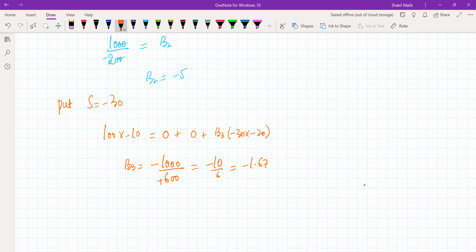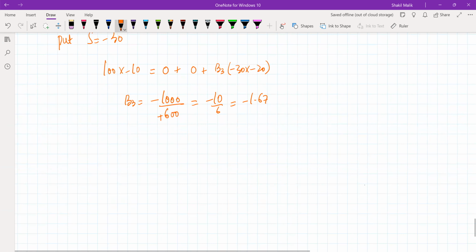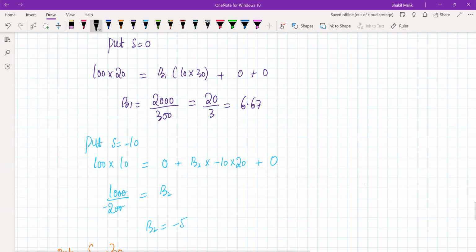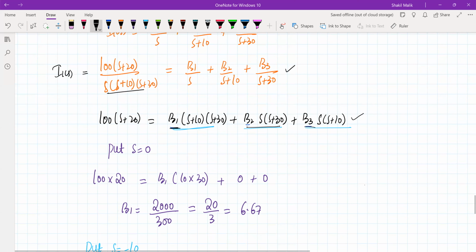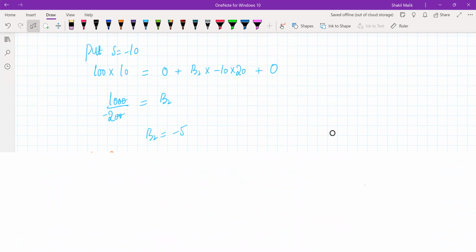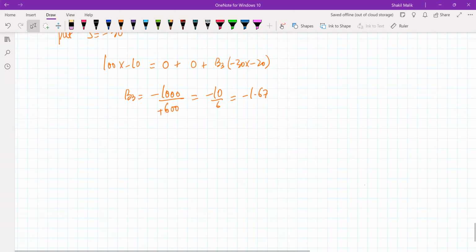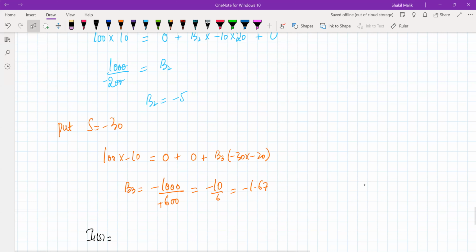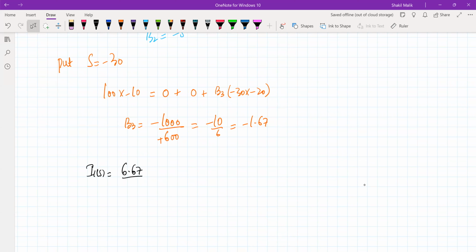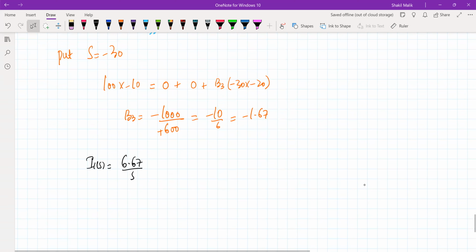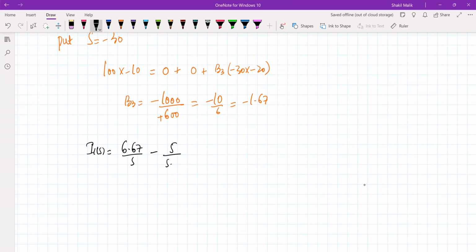Please check the calculation one more time for verification purpose. So substituting the value of B1, B2, and B3 back here, what we'll get? Simply I1 of S will be equal to B1, which is 6.67 divided by S. B2 is -5, so -5 by S plus 10. B3 is -1.67 divided by S plus 30.